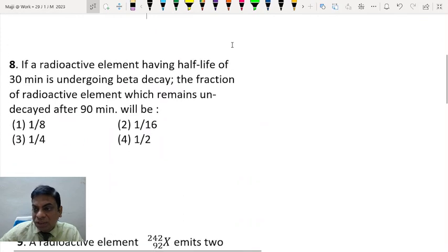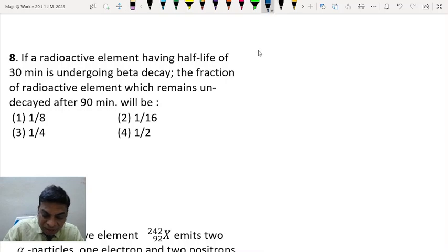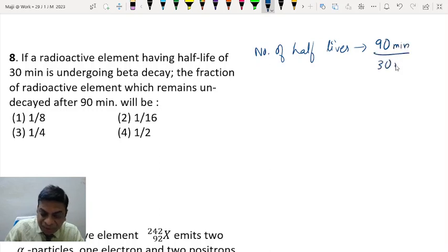Moving on to the next question. If a radioactive element having half-life of 30 minutes is undergoing beta decay, find the fraction of radioactive element which remains undecayed after 90 minutes. Now first find out the number of half-lives. So in 90 minutes, the number of half-lives is 3, because each half-life is of 30 minutes. So 3 half-lives are there.